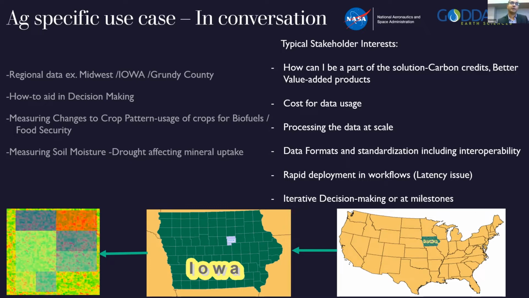Processing the data at scale, I think cloud infrastructure is now matured enough so that the cost of processing is coming down. But again, some of the questions and discussions you may have heard in other places include egress and how much processing is happening. I mean, do I store the data and make it available, or do I allow functions and processing on top of the data, at which point the egress cost would multiply quite quickly. The data formats and standardization, we talked about that. And then rapid deployment is one of the keys for this space. So latency is an issue, definitely. And iterative decision making, or at milestones, at what point do they make a decision?